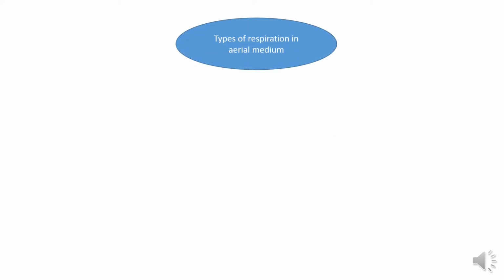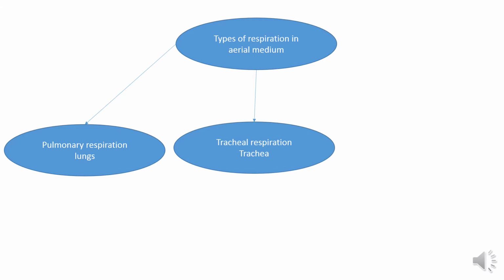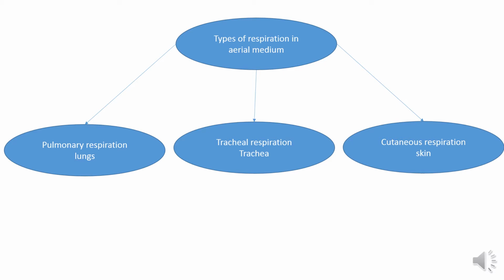Types of respiration in aerial medium, a medium containing air: pulmonary respiration by the lungs, tracheal respiration by the trachea, and cutaneous respiration by the skin. All mammals respire by their lungs. Grasshoppers and terrestrial insects use the trachea to respire, and the earthworm and the frog use the skin to respire.